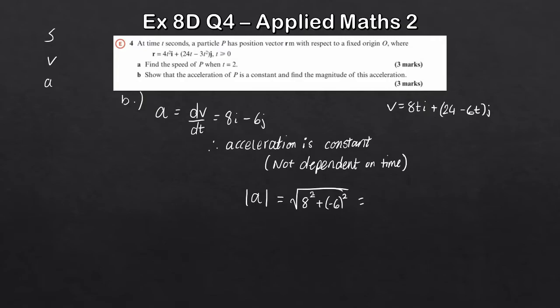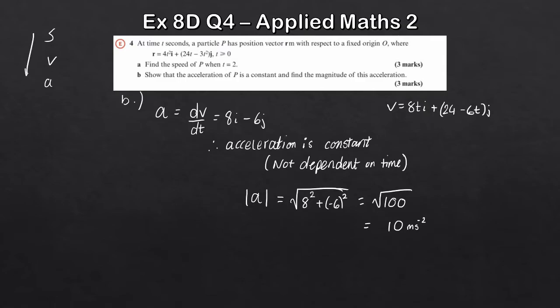So what will this give us? That'll be 64 plus 36. So that's the square root of 100. And then hopefully everyone knows this. Nice and easy. Square root of 100 is just 10. Don't forget your units here. So we've been given acceleration. This is meters per second squared, or ms to the minus 2. Okay. So that's that question done there.